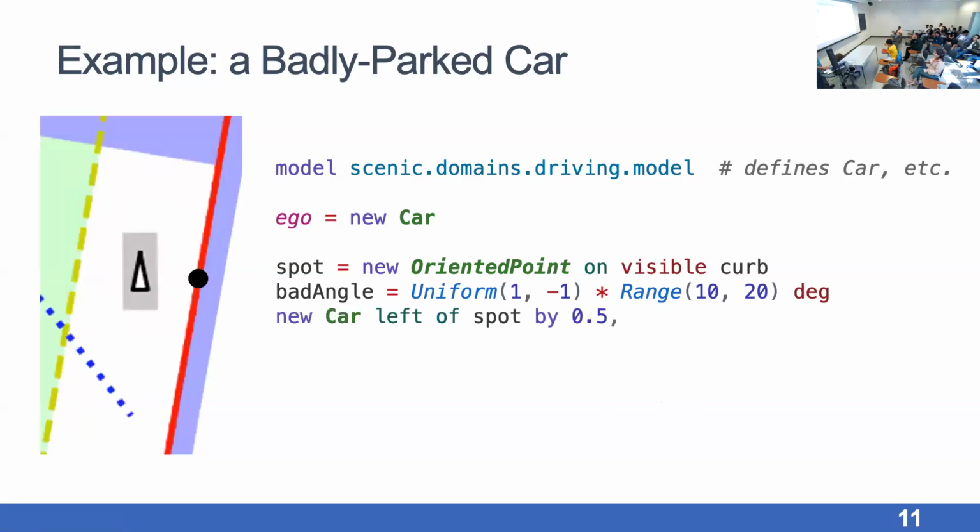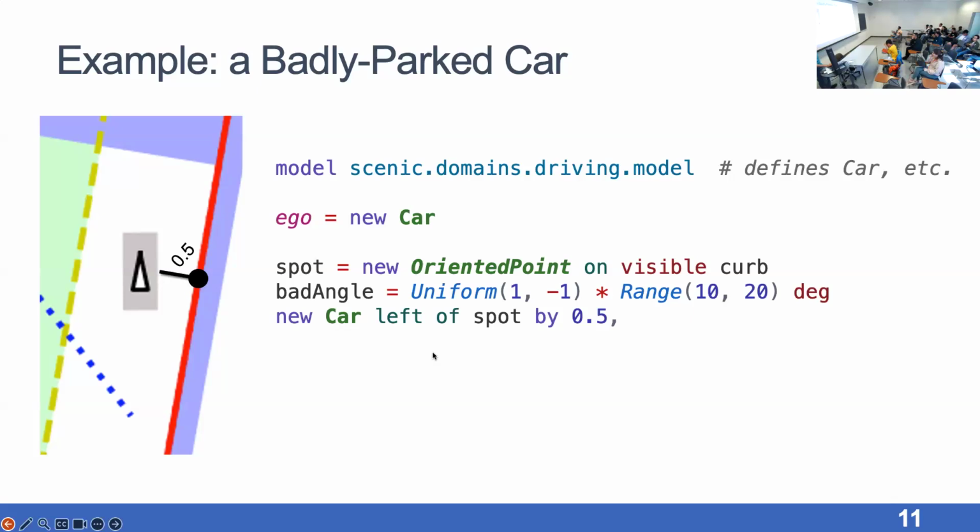Okay, so now let's create this badly parked car, and we're going to do this using two specifiers. So first we're going to say where we want to put the car, the position property of the car. Going to specify that with the left of specifier, which does what you would expect. So it takes this spot and it's going to move half a meter to the left.